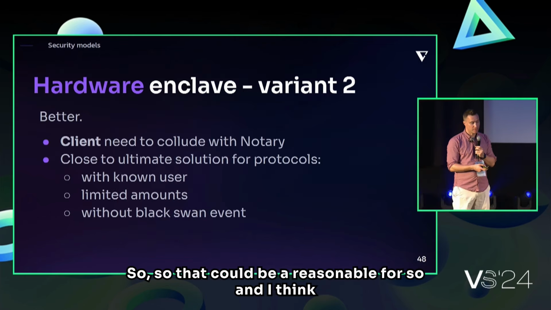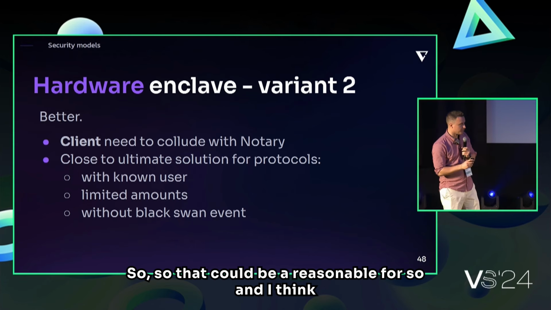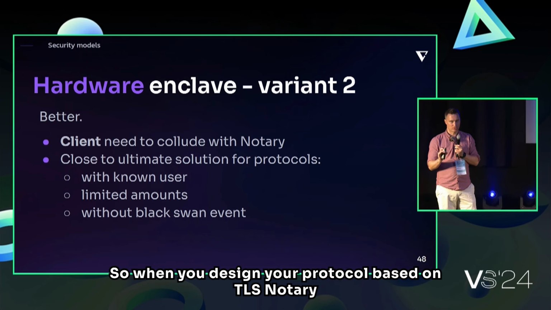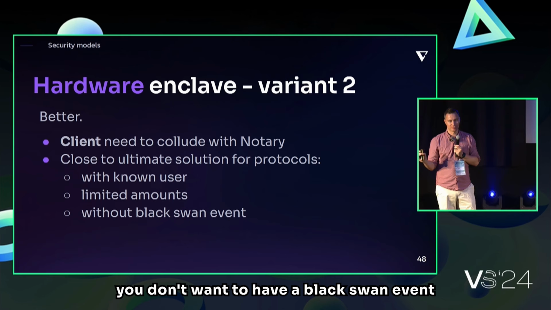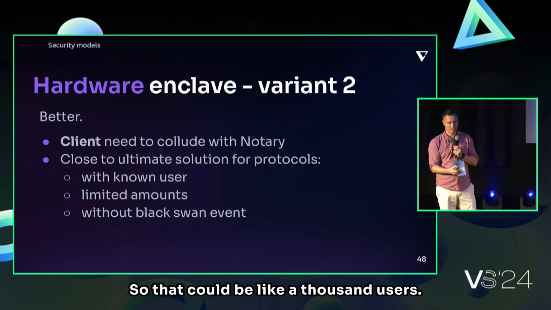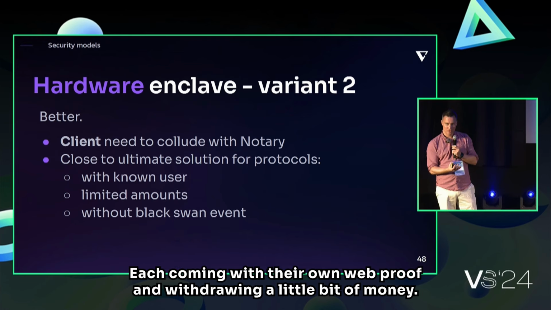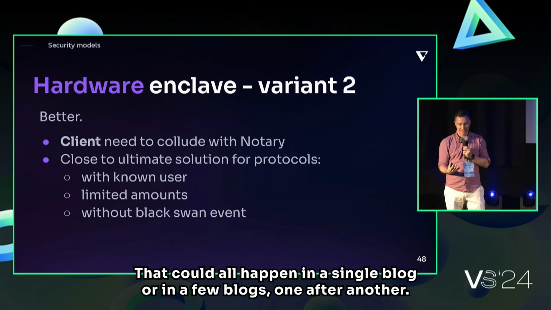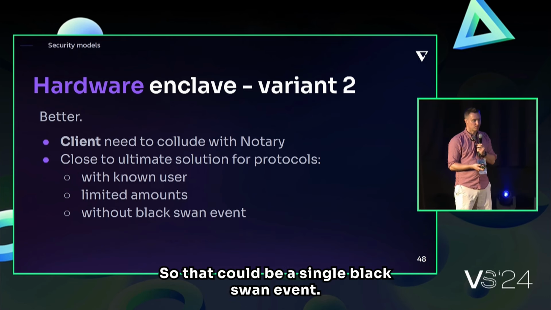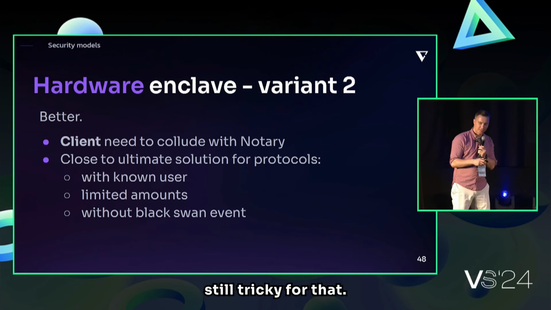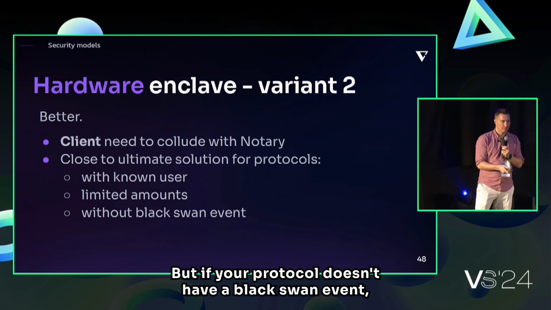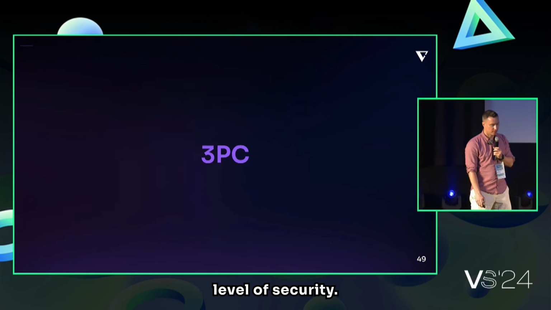So that could be reasonable, and I think this is a good moment to introduce the notion of black swan event. So when you design your protocol based on TLS notary, you don't want to have a black swan event that kind of withdraws all the money from your protocols based on web proof. So that could be like 1,000 users, each coming with their own web proof and withdrawing a little bit of money. That could all happen in a single block or in a few blocks, one after another. And so that could be a single black swan event. So that's still tricky for that. But if your protocol doesn't have a black swan event, that could be very reasonable level of security.